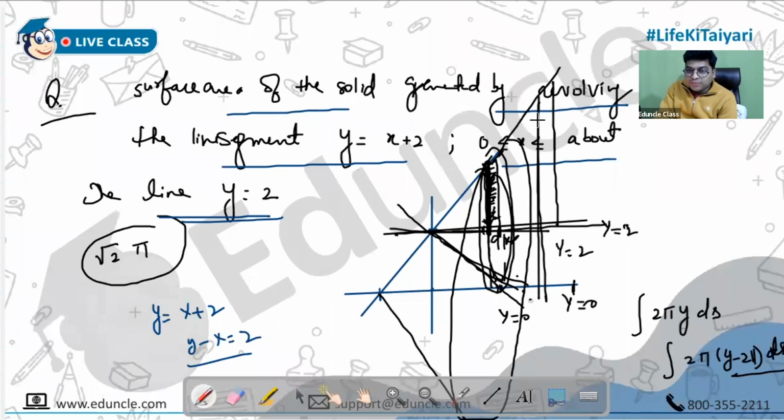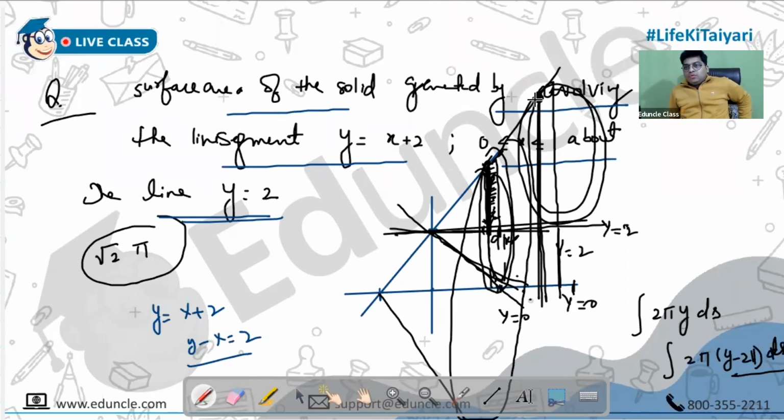So the total perpendicular distance, this is y and this is 2, so the perpendicular distance is y minus 2. The perpendicular distance between the line of rotation and the curve. Yes or no? Yeah.